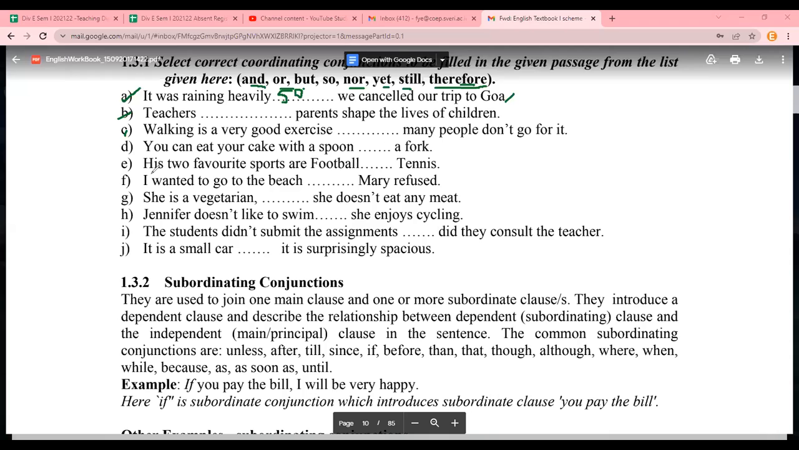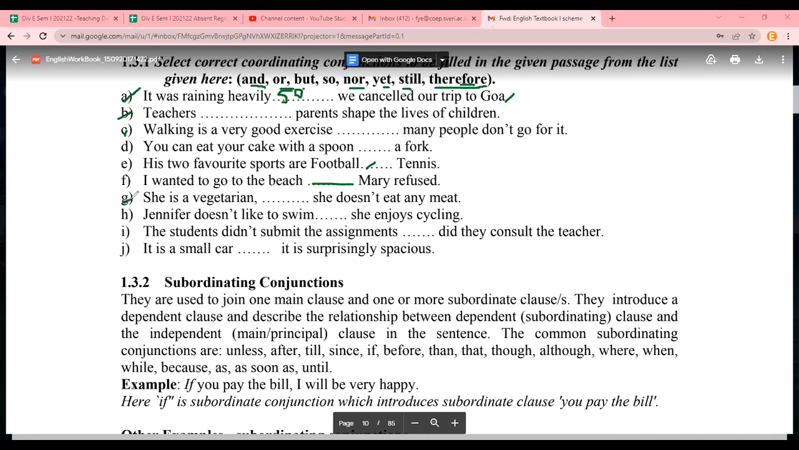Number D: you can eat your cake with a spoon dash a fork. Or. So here it is or. That's right. Number E: his two favorite sports are football dash tennis. And. Football and tennis. Number F: I wanted to go to the beach dash Mary refused. But. Mary refused. Similar, but. You can use it: I wanted to go to the beach, but Mary refused.